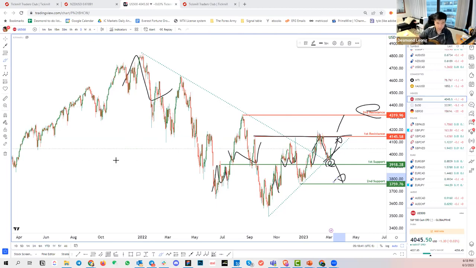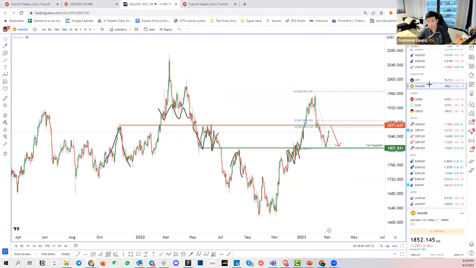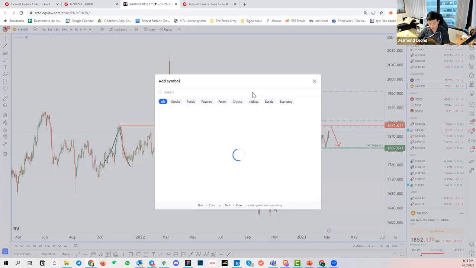Share the link of the gold analysis. Shem, I can't really share a link on gold analysis, but I can show it to you over here. You can take a screenshot of this gold analysis if you want. We're looking to sell below 1871 to play the move down to 1807. We're then going to take a look at NASDAQ.